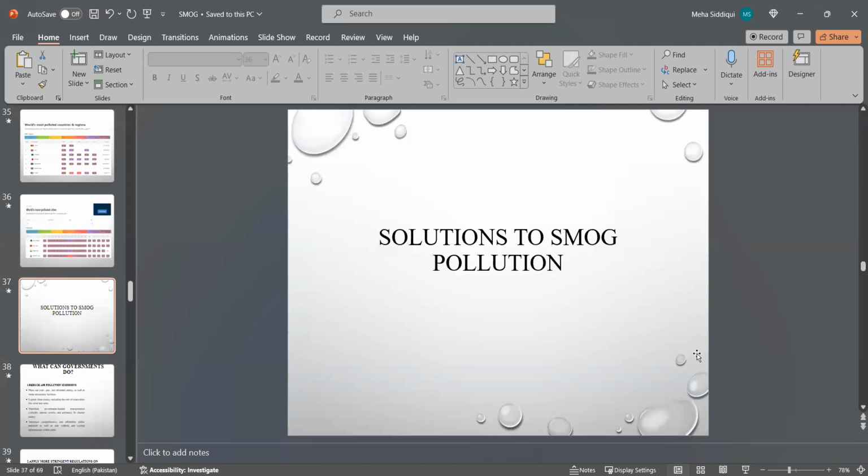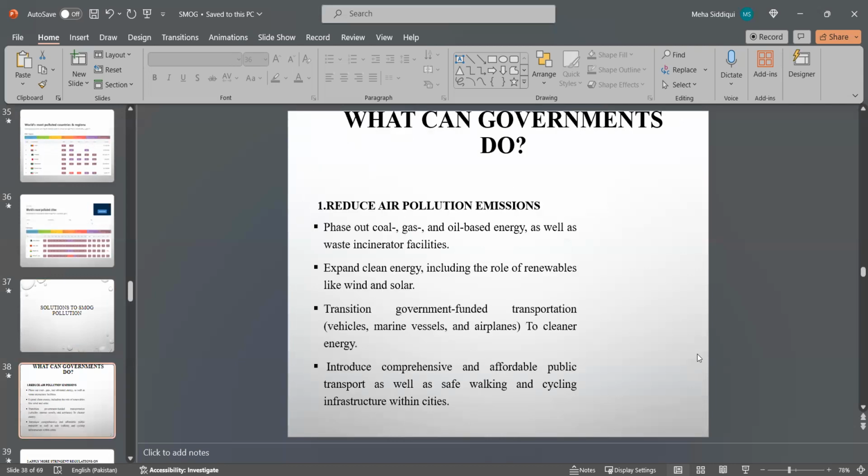Solutions to smog pollution. What can governments do? First is to reduce air pollution emissions: phase out coal, gas, and oil-based energy as well as waste incinerator facilities, expand clean energy, including the role of renewables like wind and solar, and transition government-funded transportation to cleaner energy. Introduce comprehensive and affordable public transport as well as safe walking and cycling infrastructure within cities.